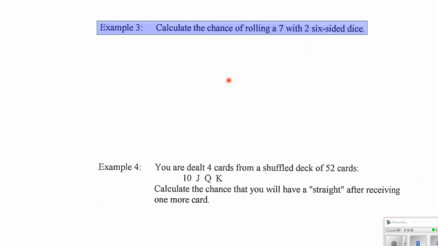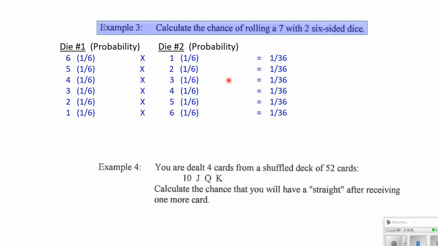Okay, let's see if you did your calculation correctly. So it turns out there's 1, 2, 3, 4, 5, 6 different ways to land on 7. You could get a 6 on the first die and a 1 on the second die. You could get a 5 and a 2, a 4 and a 3, a 3 and a 4, a 2 and a 5, a 1 and a 6. 6 different ways to get a 7.